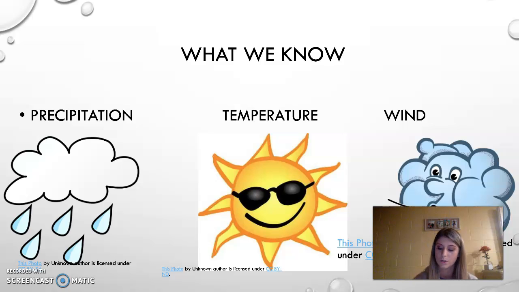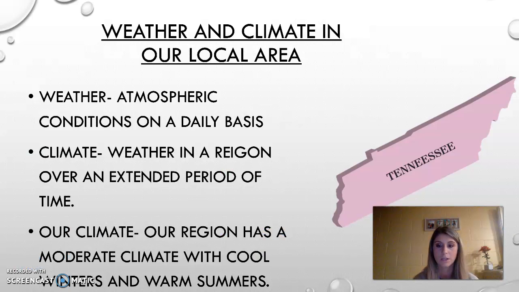So next, we're going to talk about weather and climate in our local area. Under that Tennessee picture on your note sheet is where you're going to be taking these notes. Our region is East Tennessee. That is where we live. And we're going to talk about the difference between weather and climate, because there is a difference.